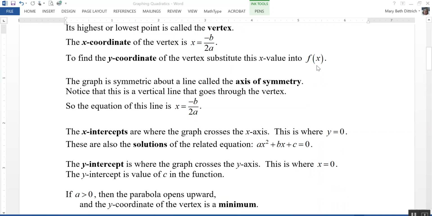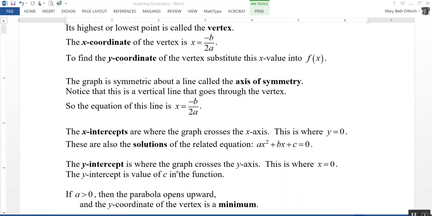The x-intercepts of the graph are where the graph crosses the x-axis. Recall that this is where y is equal to 0. These are also called the solutions of the related equation. So instead of f of x equals ax squared plus bx plus c, if we set that equal to 0, those solutions are where the graph crosses the x-axis.